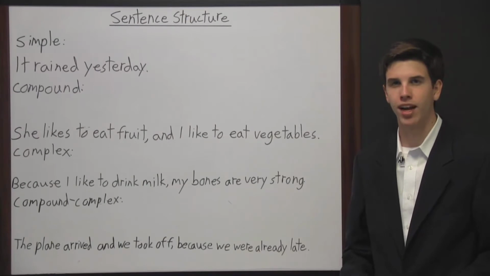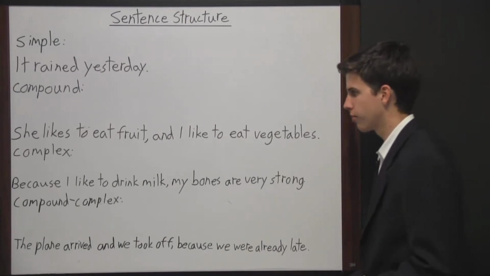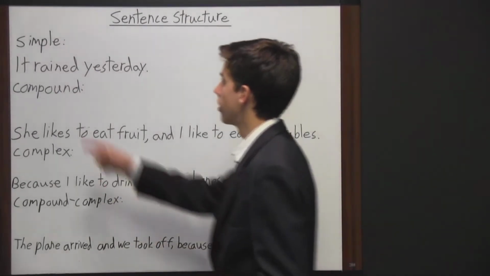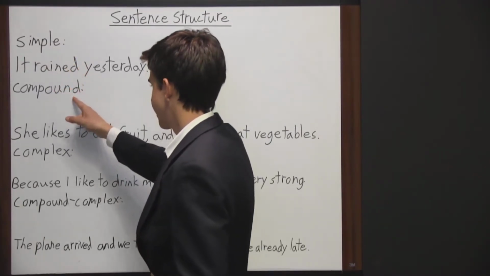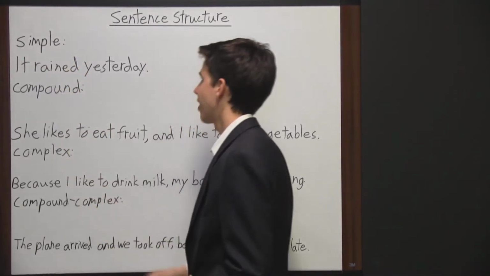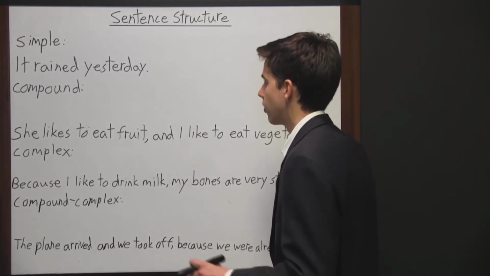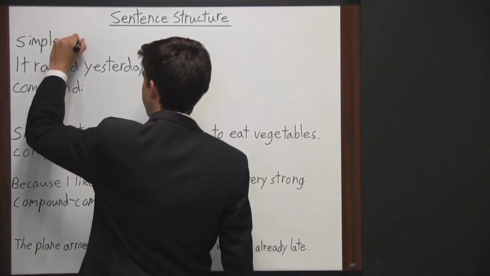A sentence can be identified according to its structure. So the 4 different types of structures are simple sentence, compound sentence, complex sentence, and compound complex sentence. So a simple sentence is made up of just an independent clause.